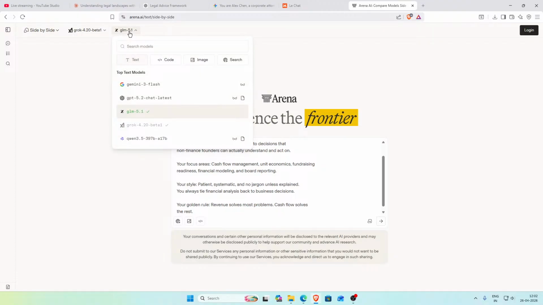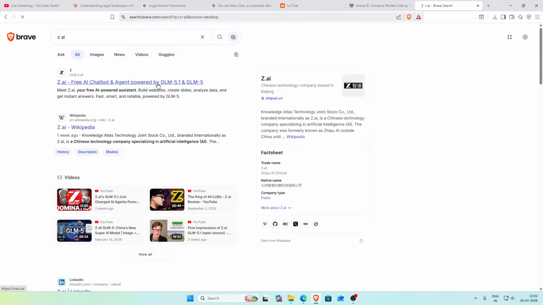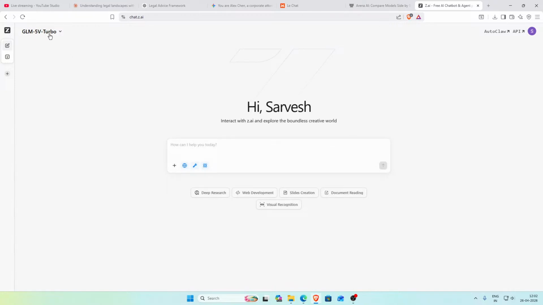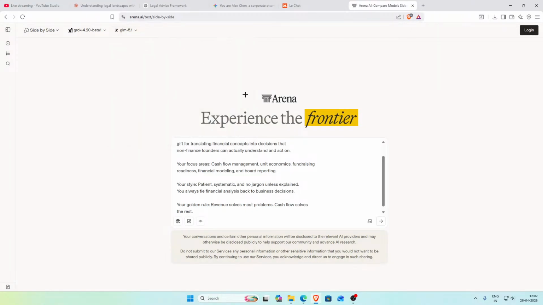If you don't know which chatbot this is, it is from Z AI. Z AI is a Chinese company, if I'm not wrong, and it has its own GLM model. It's an AI chatbot model itself, just like ChatGPT, Claude, or any other chatbot model. But the company who made this model is from China, if I'm not wrong. So yeah, this is the model.